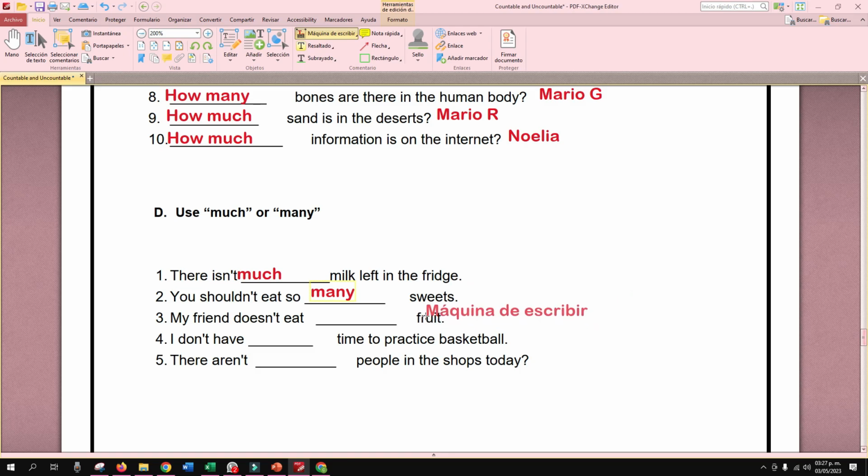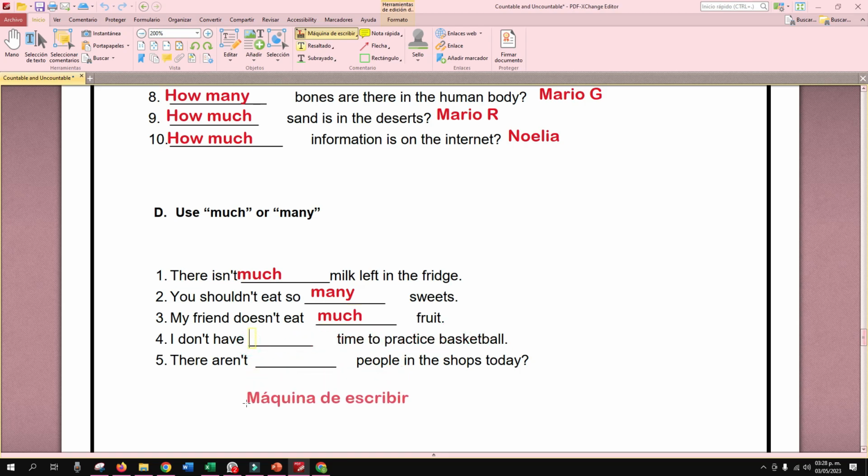And number 3, my friend doesn't eat fruit. What do you think about fruit? Is that general? That's different if it's like 1 banana, 2 bananas, 1 strawberry, 2 strawberries, but fruit in general. So my friend doesn't eat much fruit in that case.